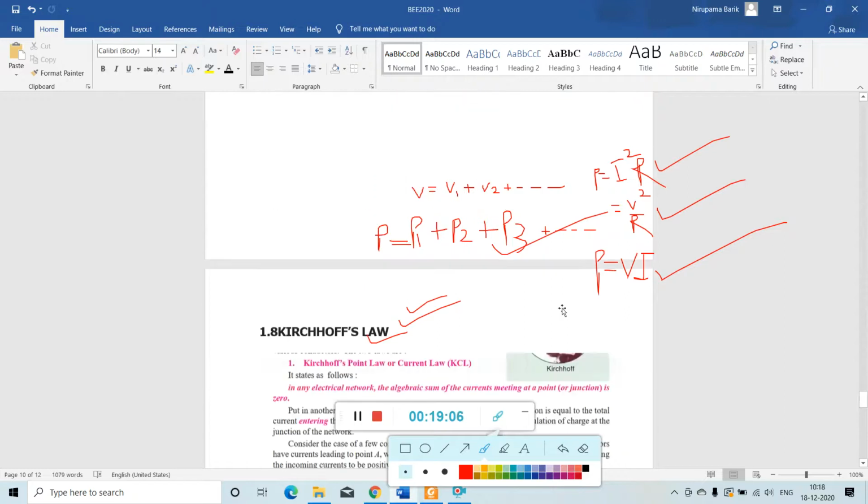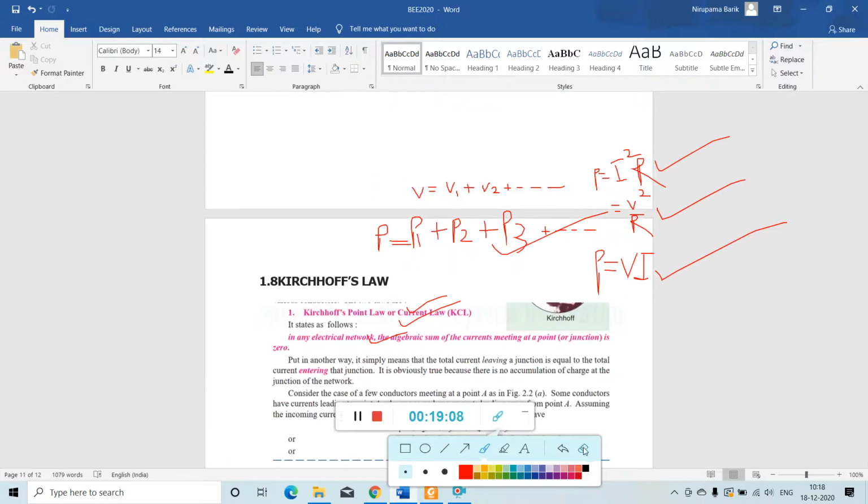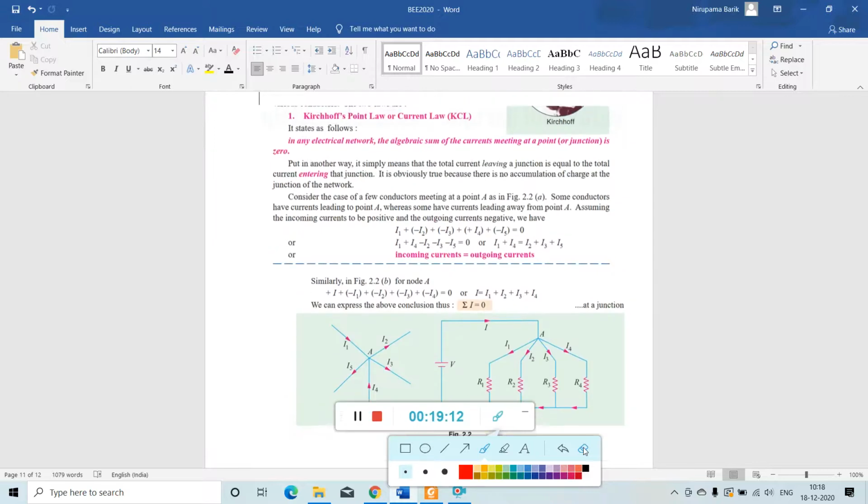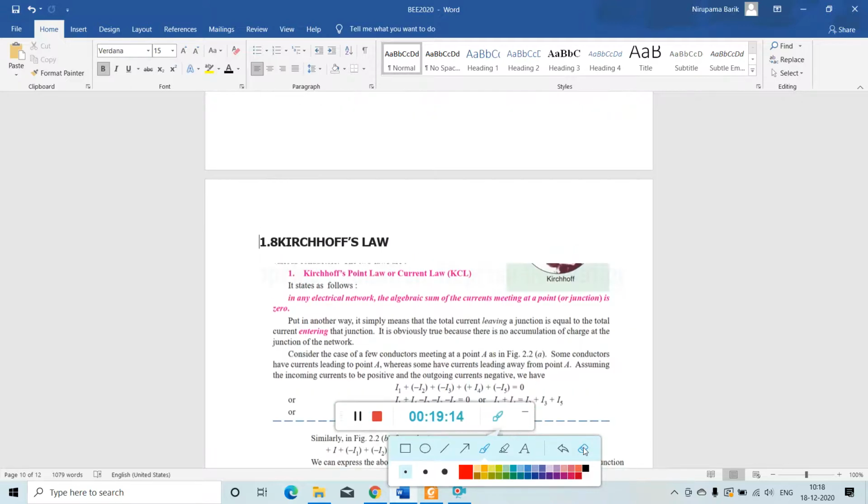Okay, so the next part is Kirchhoff's law. So what is this Kirchhoff's law? Let's study.